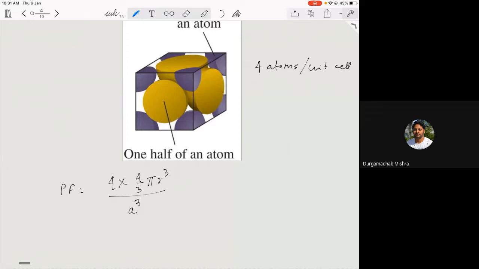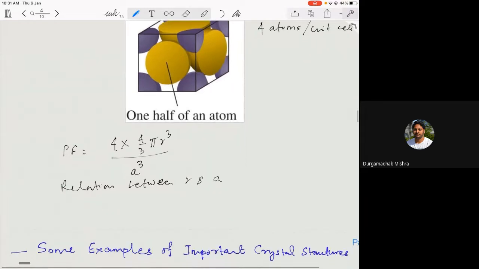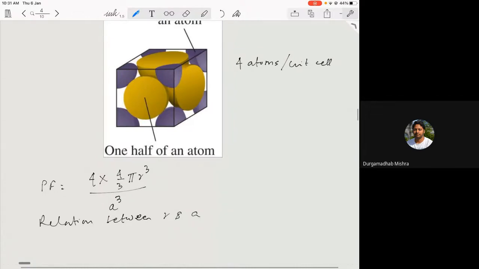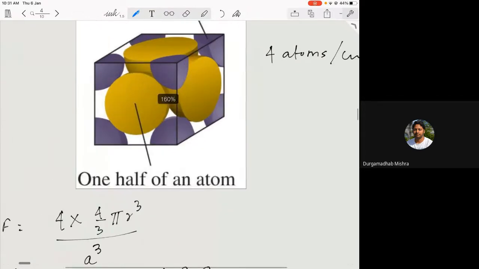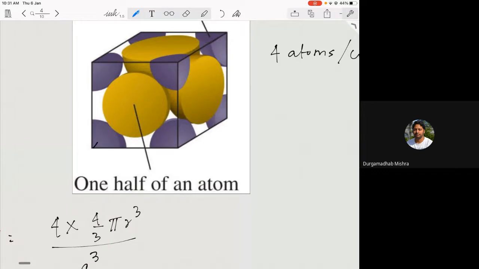But in order to calculate that, we need to find a relation between R and A, and that you can calculate. If you look at this picture here, this is your R, this is your 2R, and this is your R, and the side is A.